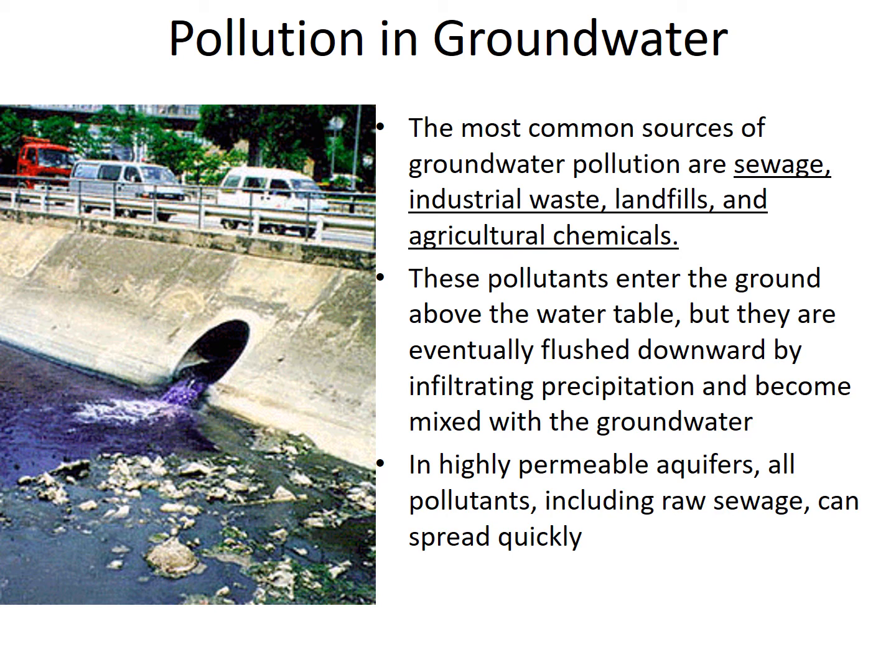Pollution in groundwater. The most common sources of groundwater pollution are sewage, industrial waste, landfills, and agricultural chemicals. And they enter the ground above the water table but are eventually flushed downward, infiltrating with precipitation and becoming mixed with our groundwater. And in those highly permeable aquifers, all pollutants, including raw sewage, can spread really quickly, and that can spread diseases.